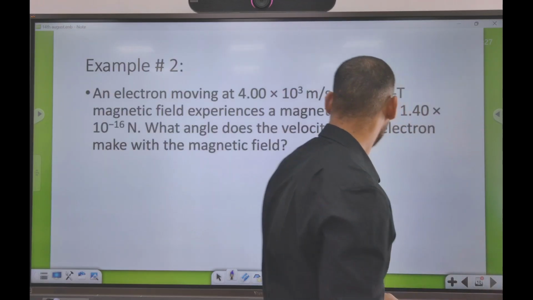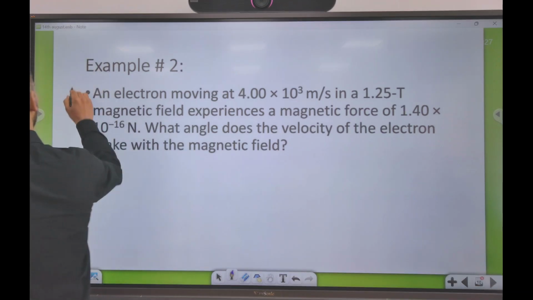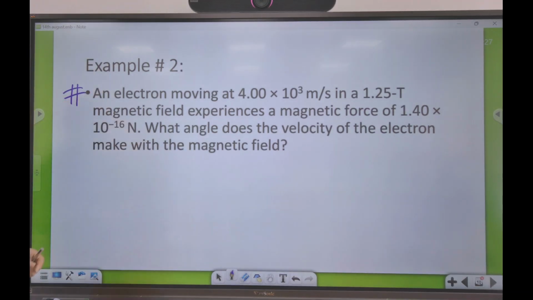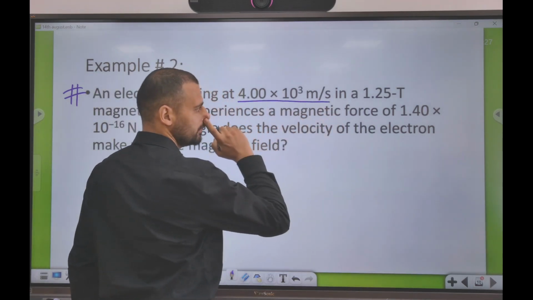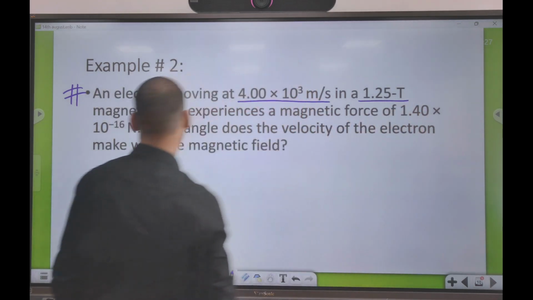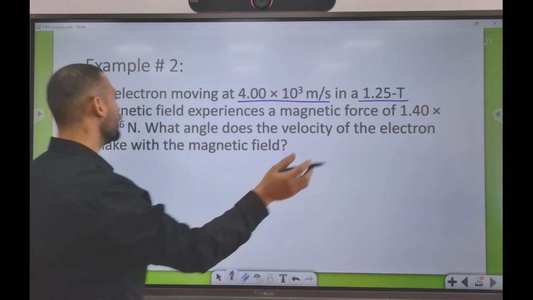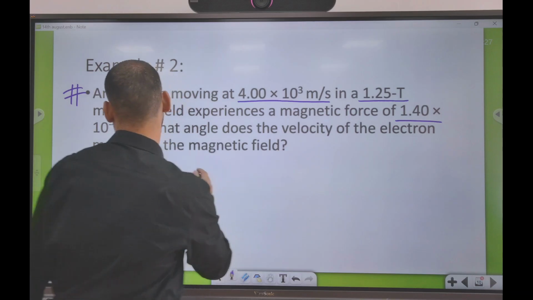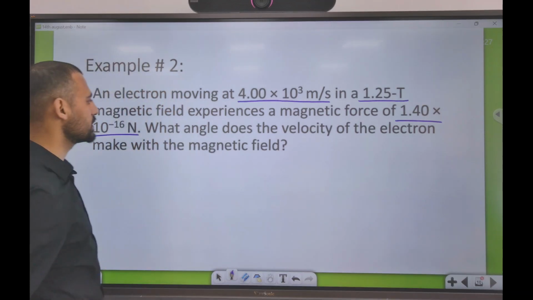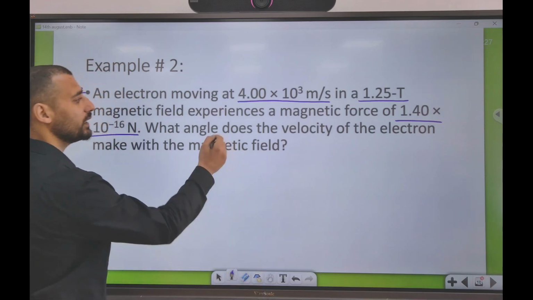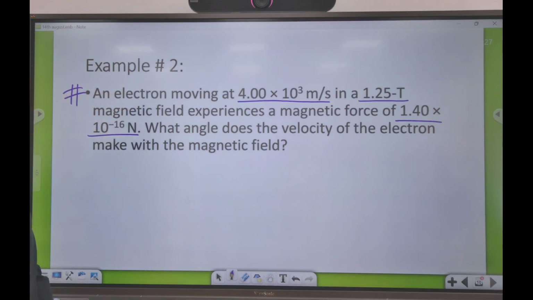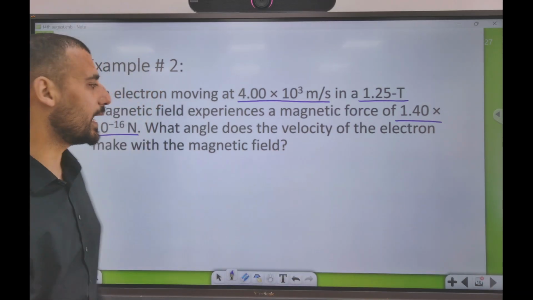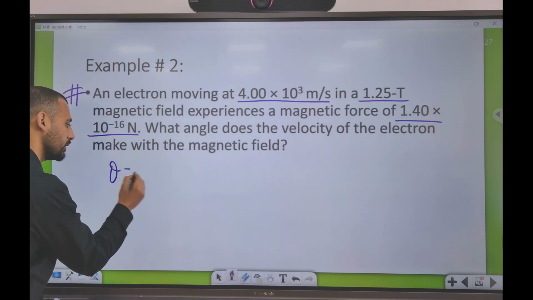Okay, now we have another question. Now try to solve it at your place. Come on. An electron is moving with some velocity, the velocity is given. The magnetic field is 1.25 Tesla. The force is also given, 1.4 times 10 to the power negative 16. The question is, what is the angle between the velocity of the electron and the magnetic field? So you have to find the angle.